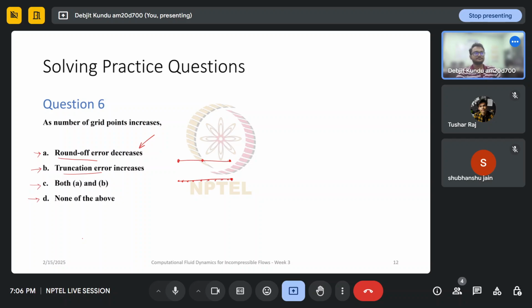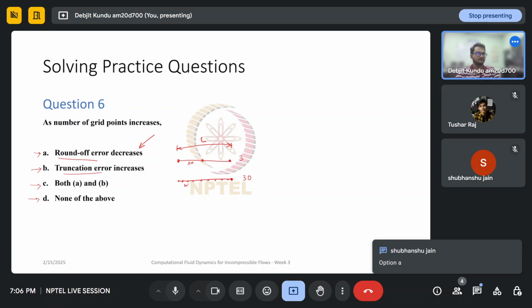Anything else? So the main point over here is that the length of the domain is the same. I had used 3 points earlier and let's say 30 points later. So if I increase the number of grid points, the delta x over here, and there is, let's call it, delta x prime over here. Delta x prime obviously becomes smaller than delta x, right?